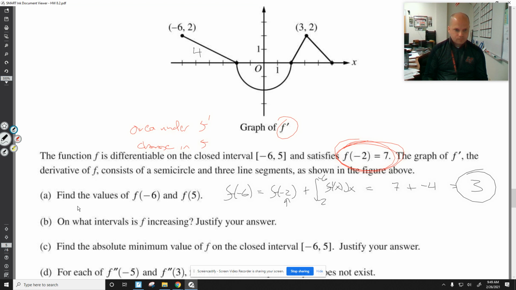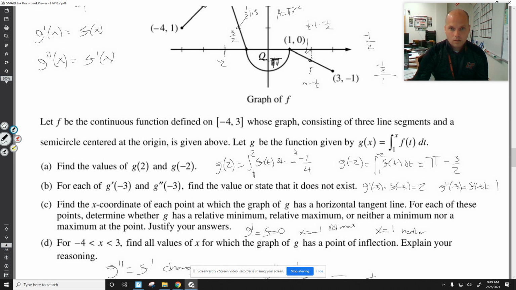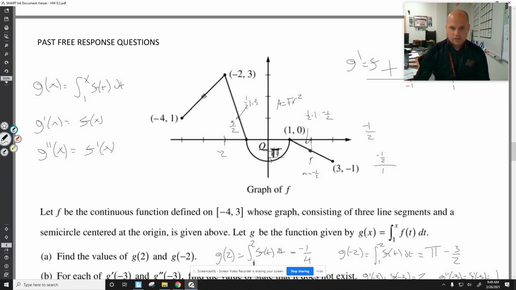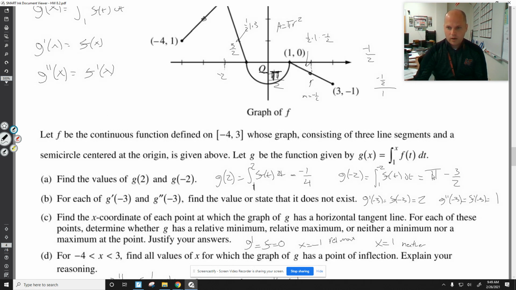f of 5 equals f of -2. I start at 7, and then how much do I displace between the time of -2 to 5? Well, from -2 to 5, I have to find this area. This is a circle with a radius of 2. So this is 4 pi, but, oh my gosh, I totally made a mistake back here. This should be pi over 2. It's half of a circle. Holy cow. Pi over 2.